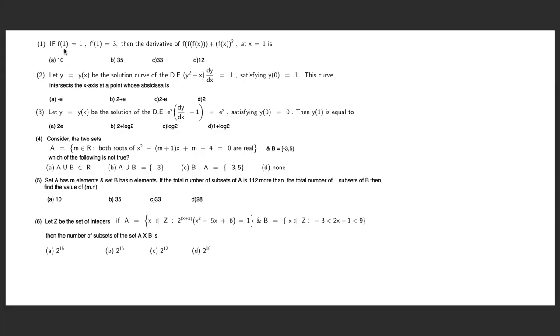Let us solve this first problem. If f of 1 is 1 and f dash of 1 is equal to 3, then you have to find the derivative of this function at x is equal to 1. So let us solve this problem.